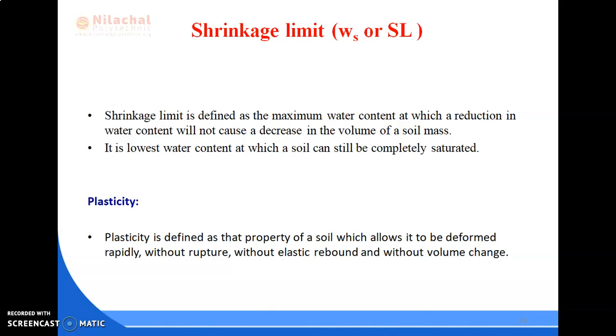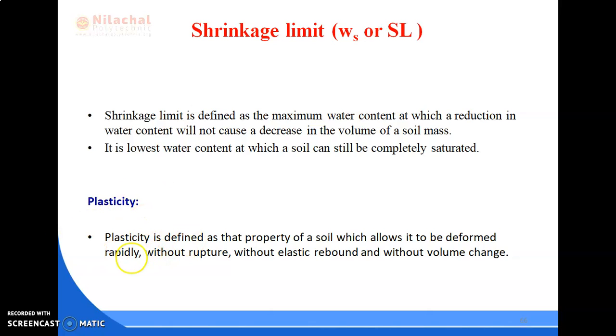Next is the shrinkage limit, WS or SL. Its notation is WS or SL. So shrinkage limit is defined as the maximum water content at which a reduction in water content will not cause a decrease in the volume of soil mass. So after reduction in the water content of the soil, the volume of the soil mass remains constant. It is the lowest water content at which a soil can still be completely saturated. So this is the definition of shrinkage limit.